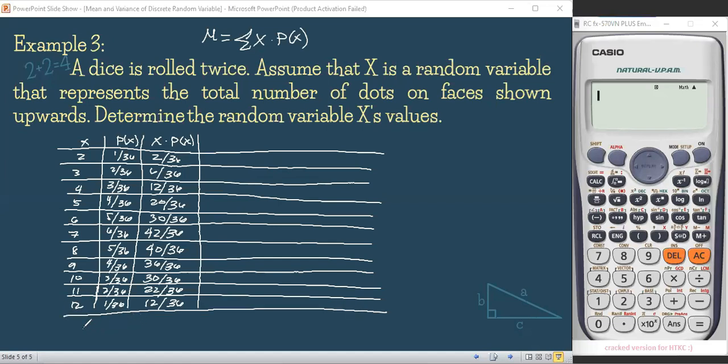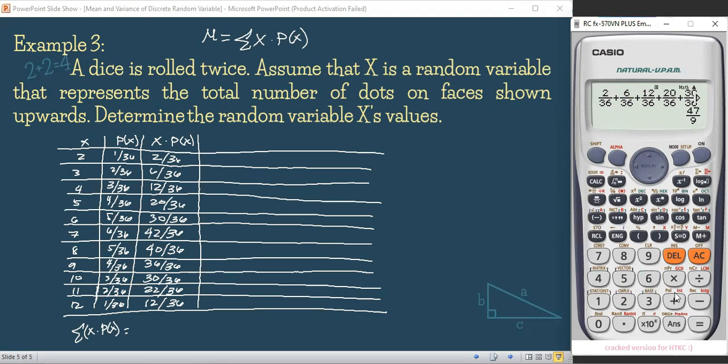so kapag in-add po natin siya, the summation po of x times p of x is equal to, using our calculators, 2/36 plus 6/36 plus 12/36 plus 20/36 plus 30/36 plus 42/36 plus 40/36 plus 36/36.